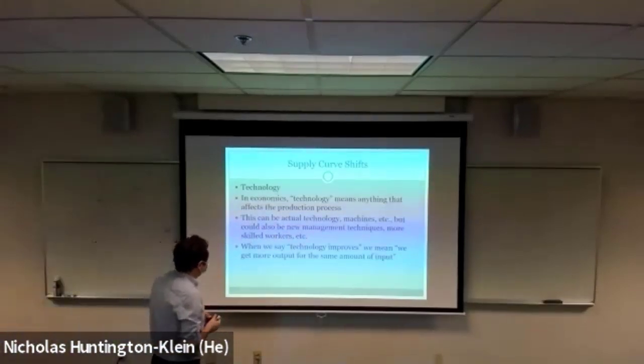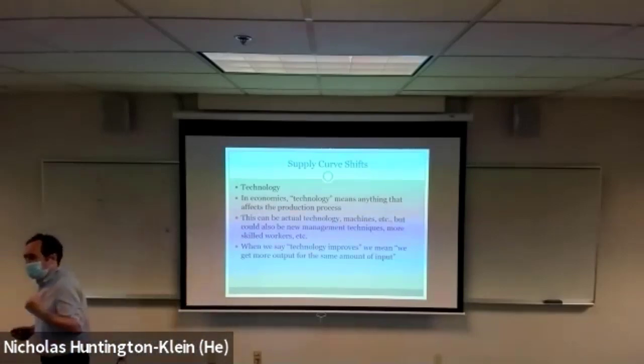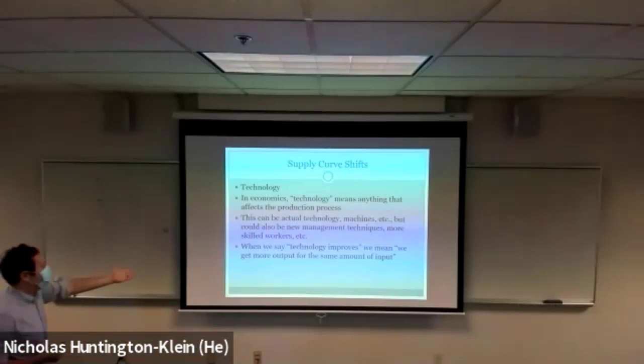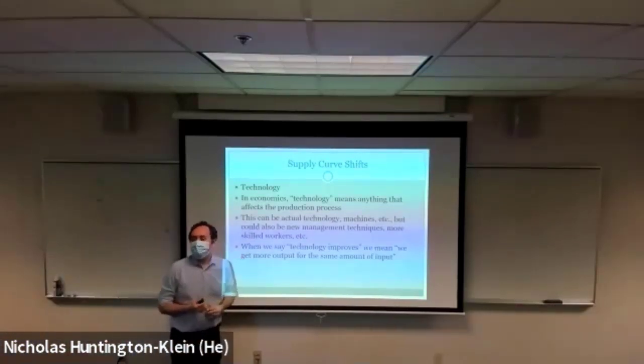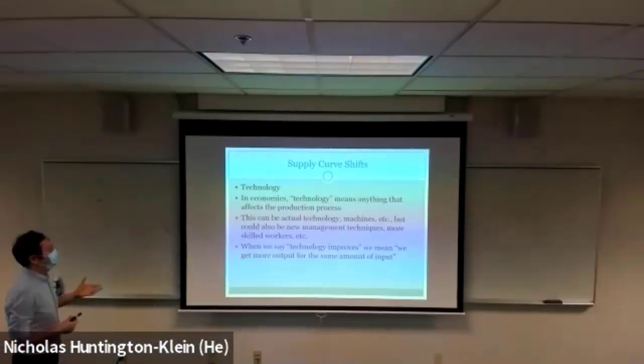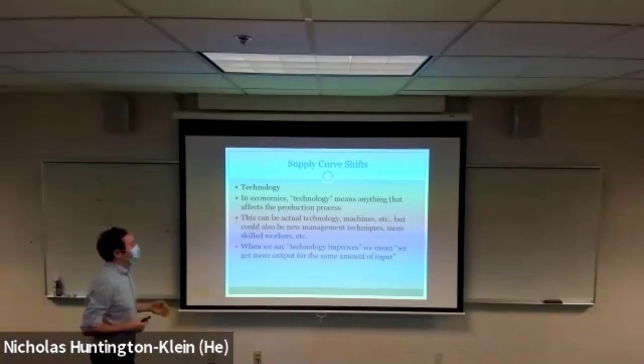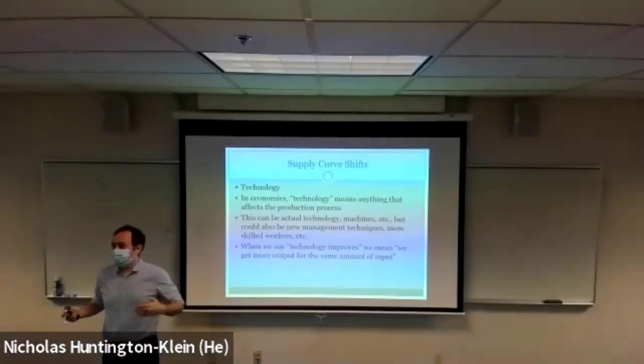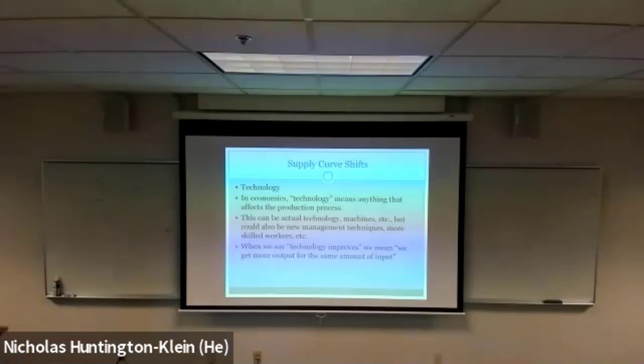Makes you more productive. So if technology gets better, you can get more output out of the same inputs, then we say technology improves. That makes things cheaper to produce, which is going to be a rightward shift in supply, right? You can get more out of your inputs. It's cheaper to make your stuff then, which means that you don't need to get paid as much to sell it. Supply is going to shift to the right.